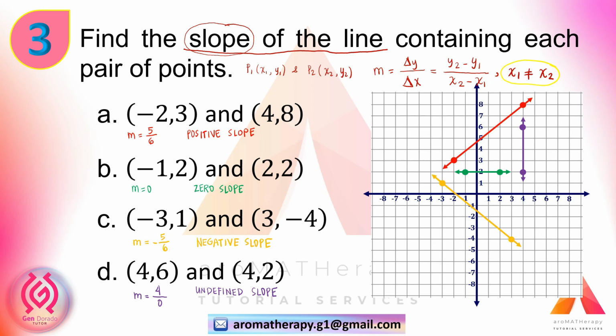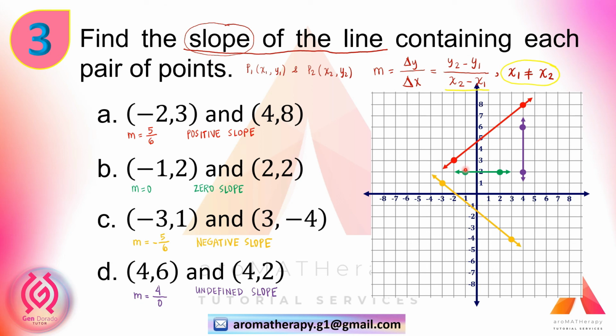Kasi ano nga ulit mangyayari kapag mag-equal si x sub 1 at si x sub 2? Oh, x sub 2 minus x sub 1. Kapag same sila ng value, magiging 0 si denominator. At kapag magiging 0 si denominator, undefined na yan siya. Understood?